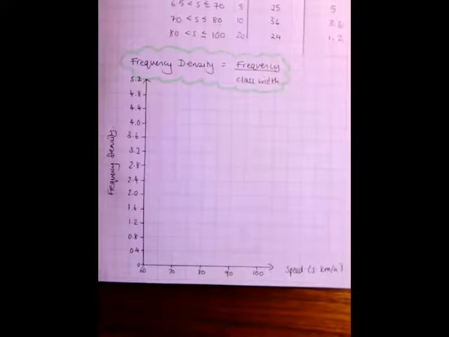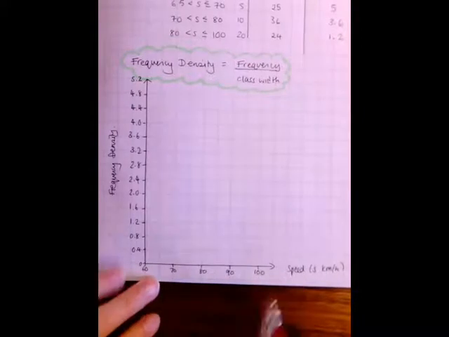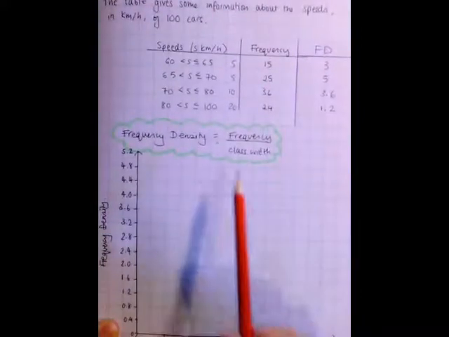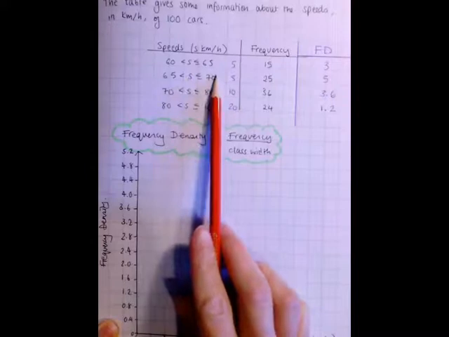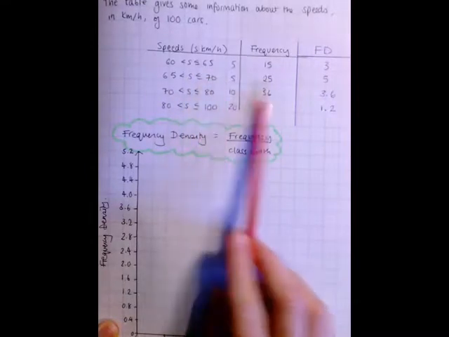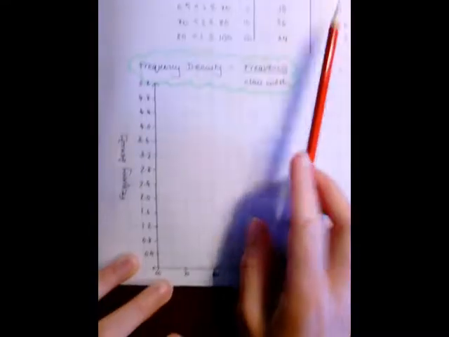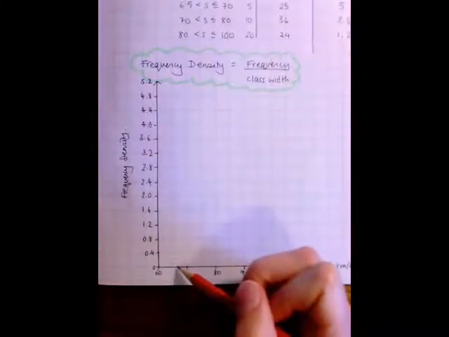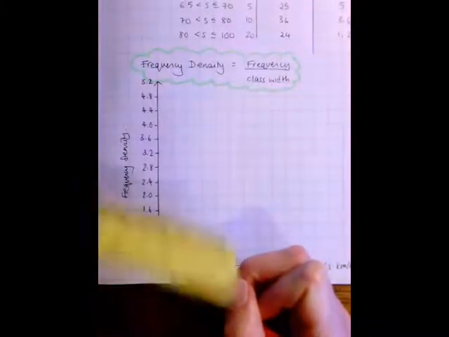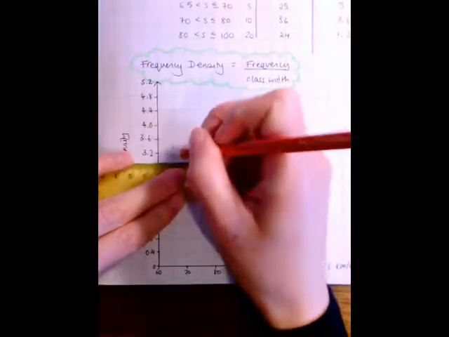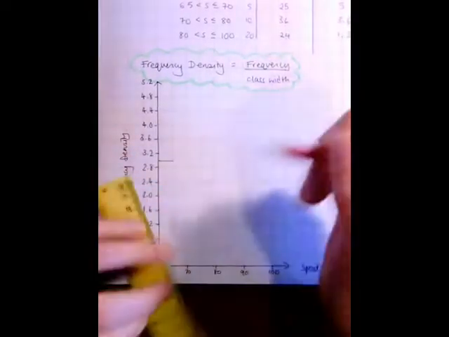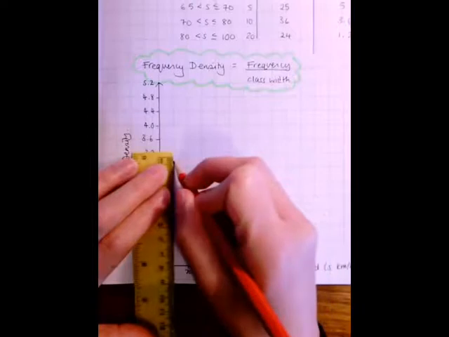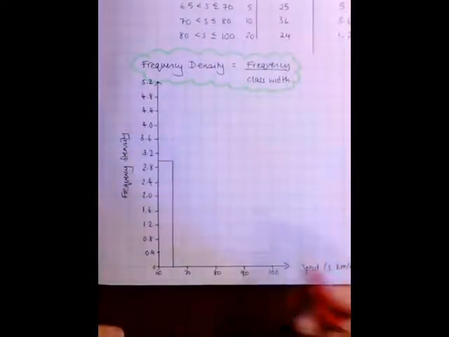Okay, so now I'm going to draw the histogram, which, like I said, will look a bit like a bar chart, but the bars won't be even sizes because of how different the class widths are. So the first one, we've got between 60 and 65 kilometers per hour is frequency density 3. So 60 to 65 would be this width here, and 3 would be right in between 2.8 and 3. So that is my first bar there.